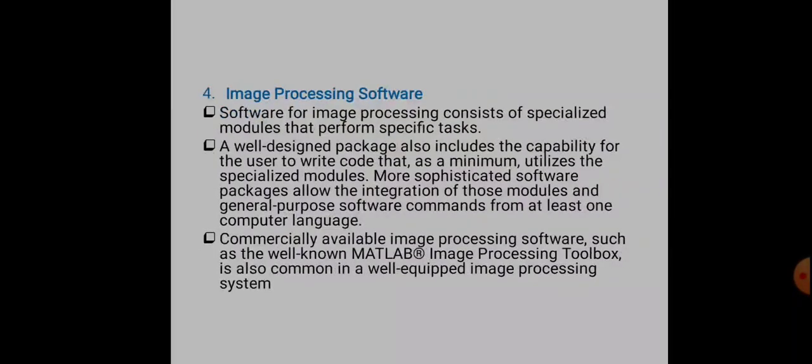So far we have seen image sensors and specialized hardware, and computer. Next we are going into image processing software. The software for image processing consists of specialized modules that perform specific tasks. Each software consists of many toolboxes, which are modules for performing specific tasks. For example, MATLAB is one of the software for image processing. In MATLAB many toolboxes are available, for example the wavelet toolbox, the computer vision toolbox, or the image classification toolbox. There is also a feature extraction toolbox.